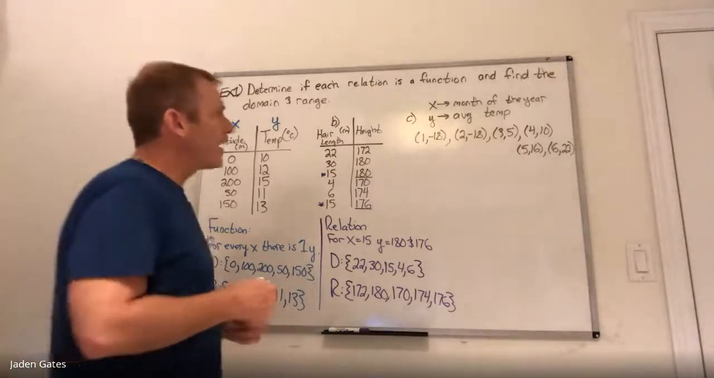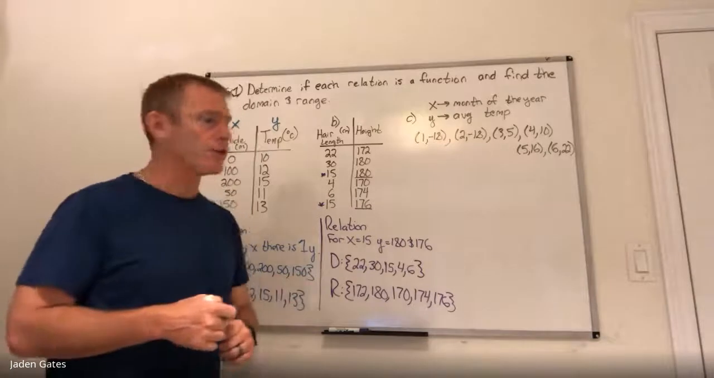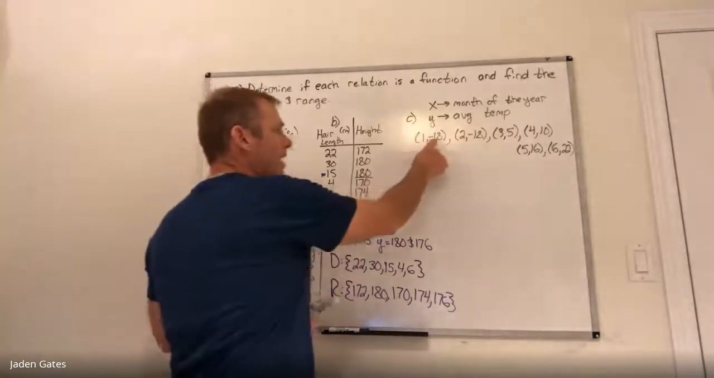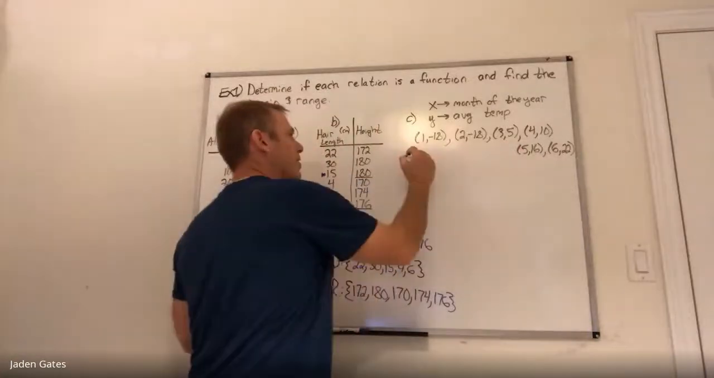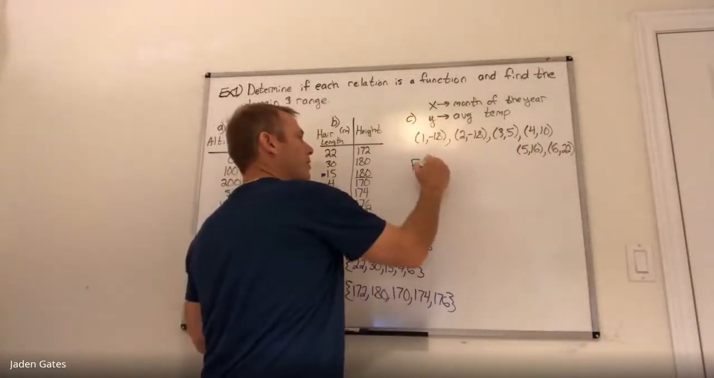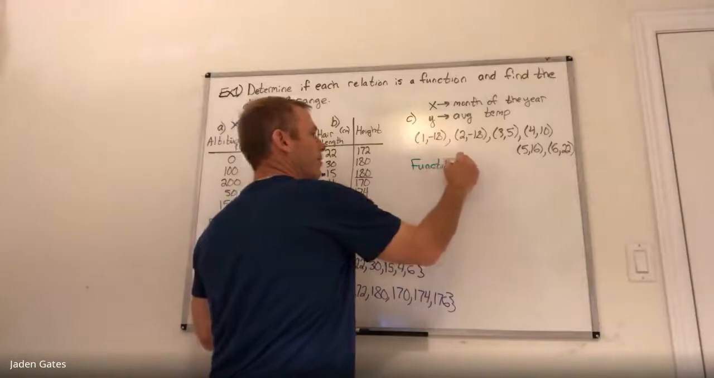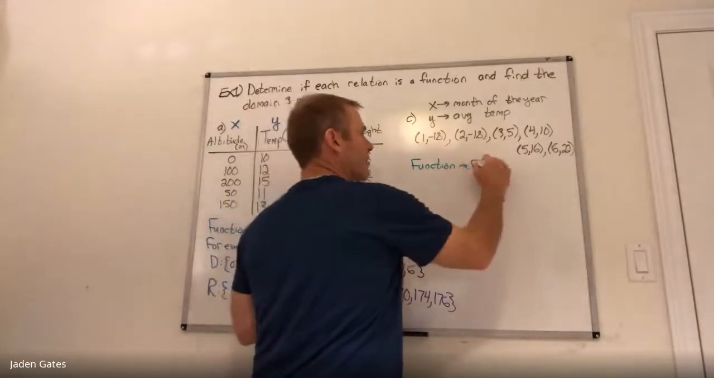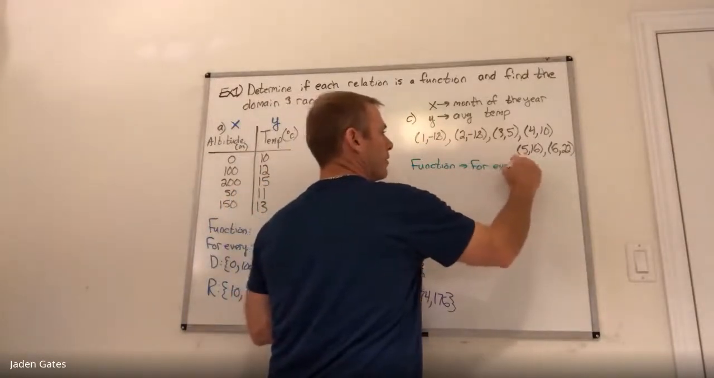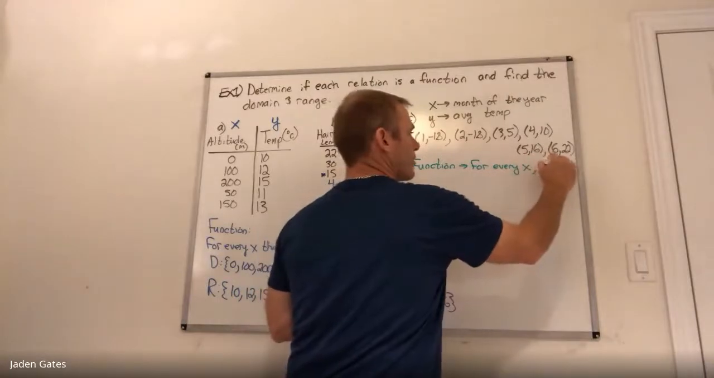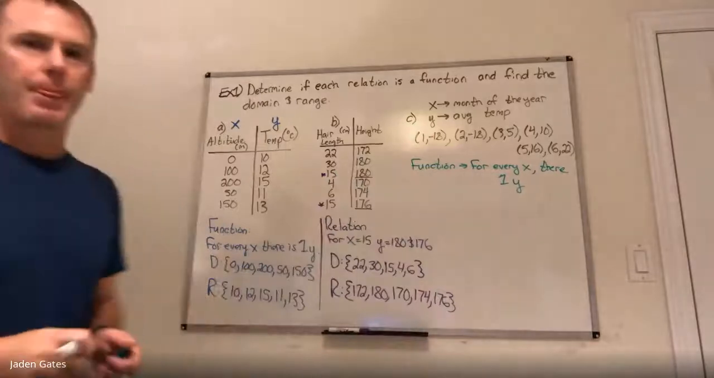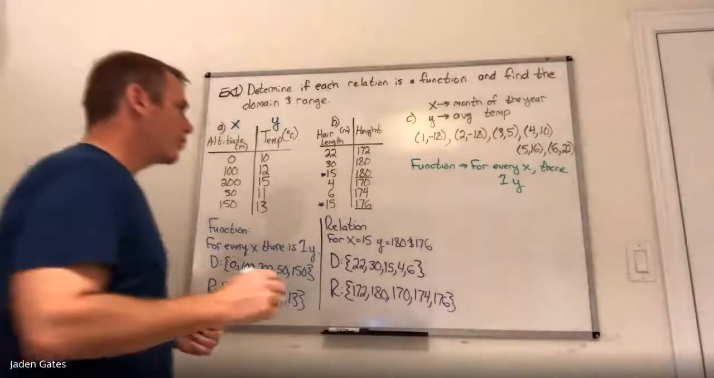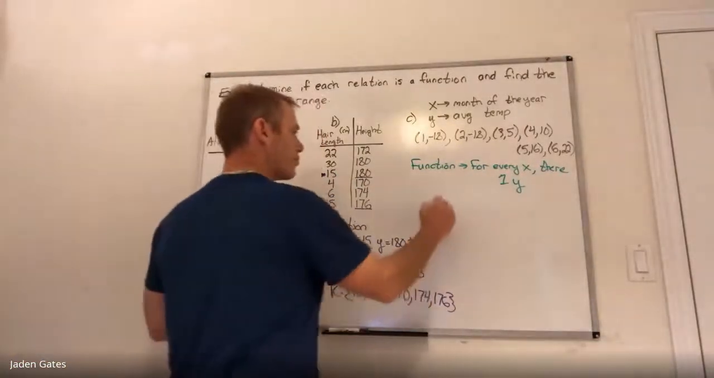So again, I'm looking at, is this a relation or a function? I look at repeating x values. There is none. So this is, as far as we know, a function. For every x, there is one y. Now we get to domain and range.